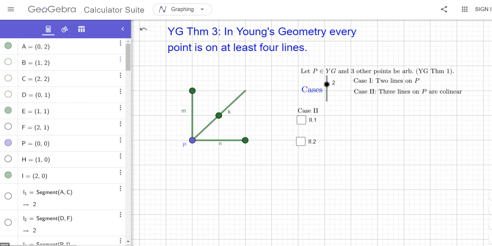All right, so case 2, notice that we have 3 lines on P, and the points that are not P are collinear. So I maybe need to write that a little better over here. So this should be 3 lines on P with collinearity, right? So that the 3 points are collinear. All right, but let's take a look at the proof.